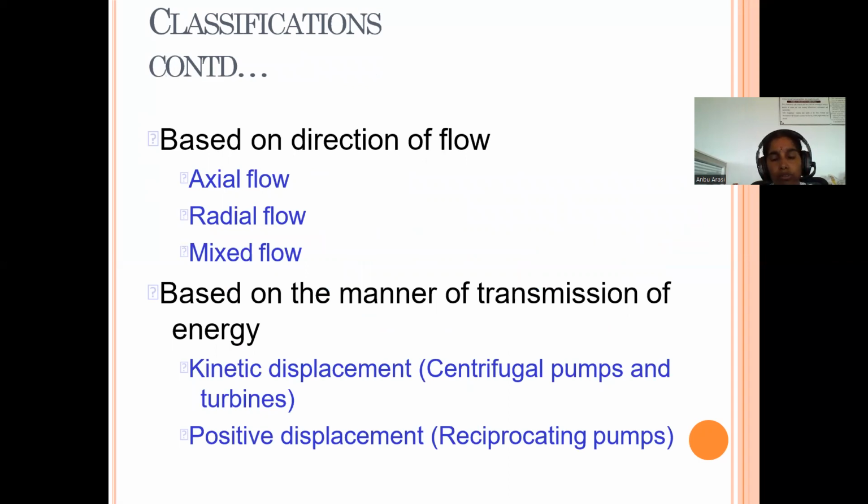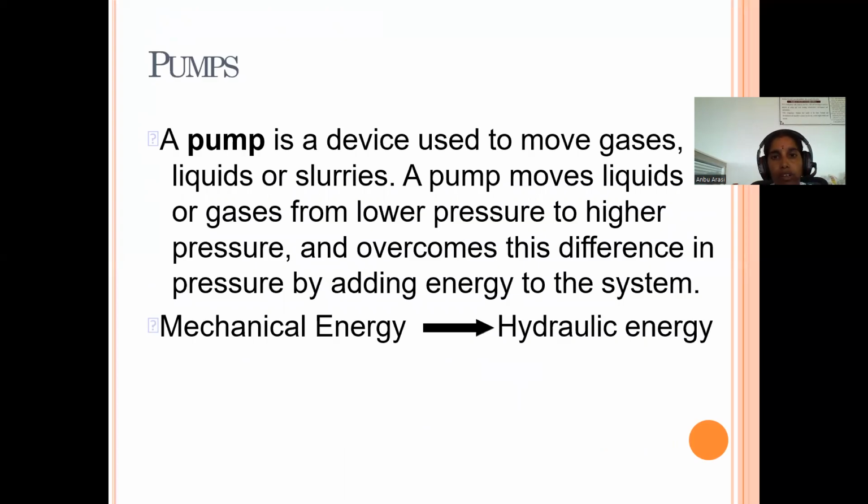Based on direction of flow, we consider axial flow, radial flow, and mixed flow. Based on the manner of transmission of energy, there are kinetic and positive displacement pumps. Kinetic examples are centrifugal pumps and turbines. Positive displacement example is the reciprocating pump. A pump is a device used to move gases, liquids, or slurries. A pump moves liquids or gases from a lower pressure to a higher pressure and overcomes this difference in pressure by adding energy to the system. That is, a device that converts mechanical energy into hydraulic energy is called a pump.